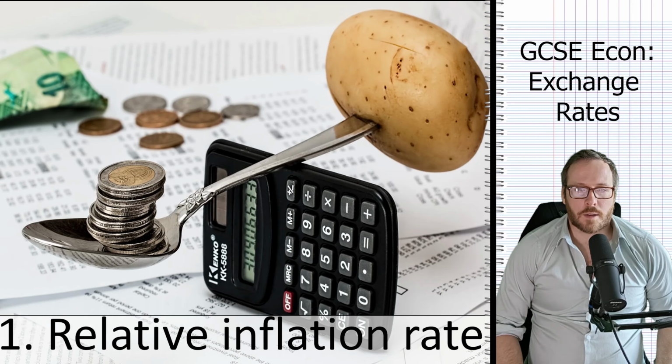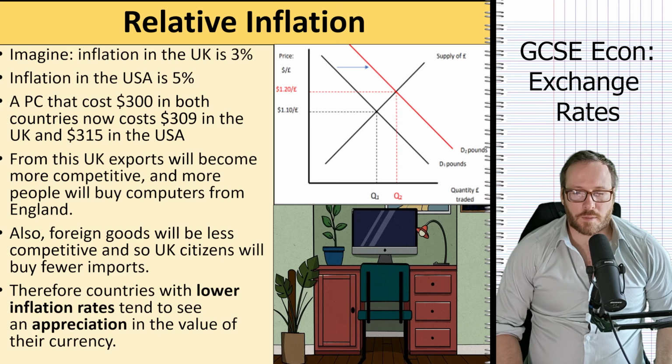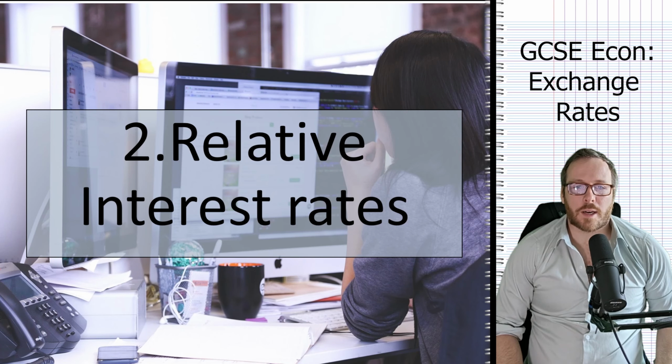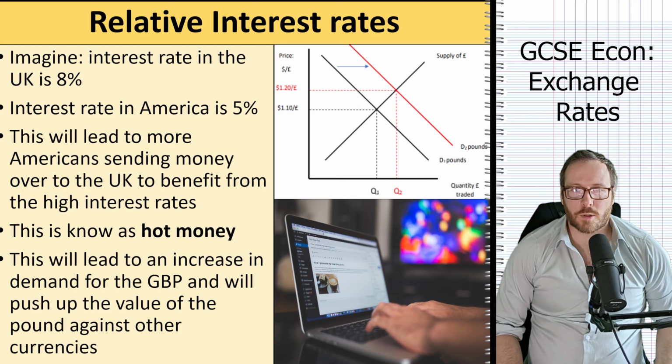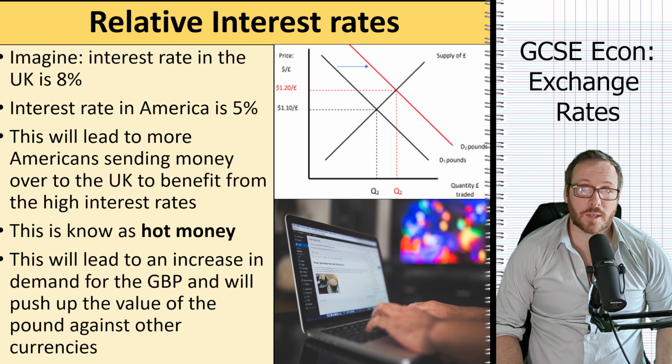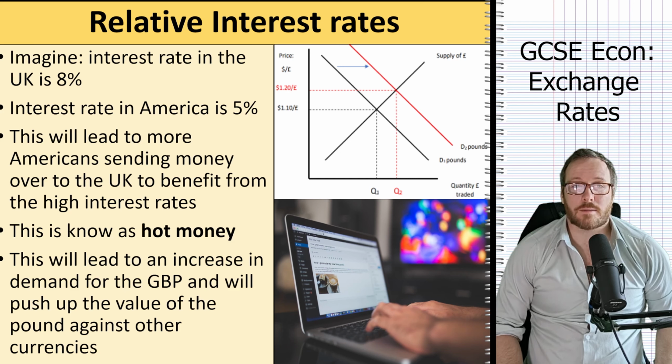So, relative inflation rates. If inflation is higher in your country than in another country, that means the cost of your goods are going up faster, and therefore people are less willing to buy from your country. That's it. That's all it is. Next, relative interest rates. If your country offers a higher percentage interest in your banks for savers, more people are going to send money to your country in order to make money back. That's it. That's called hot money.